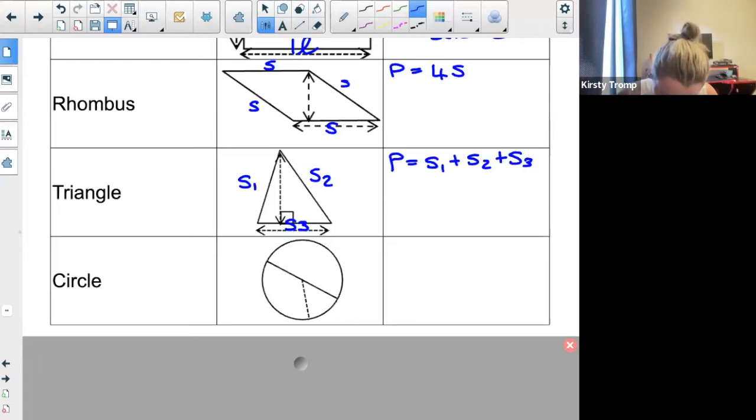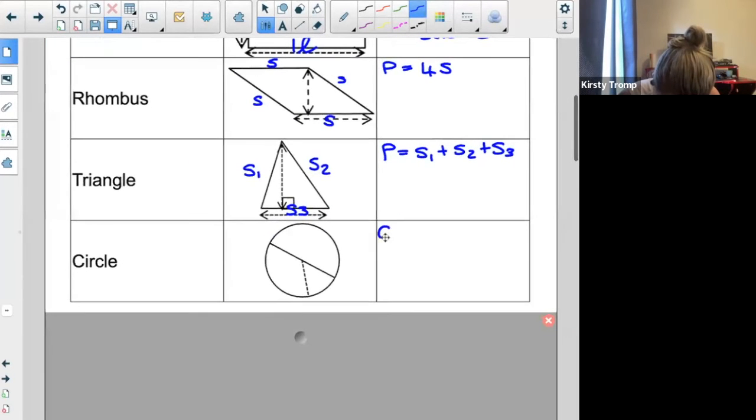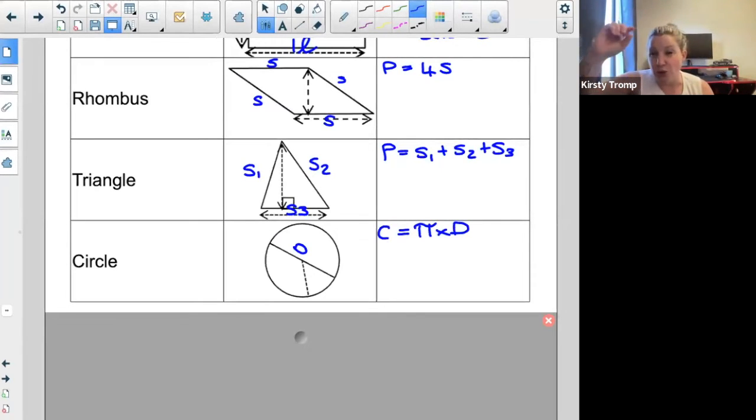So for a circle, circumference is equal to pi, that nice little pi shape on your calculator, times d. d stands for diameter, that's the long one. Diameter goes from the edge through the center to the edge, or you can say circumference equals pi times 2 radii.